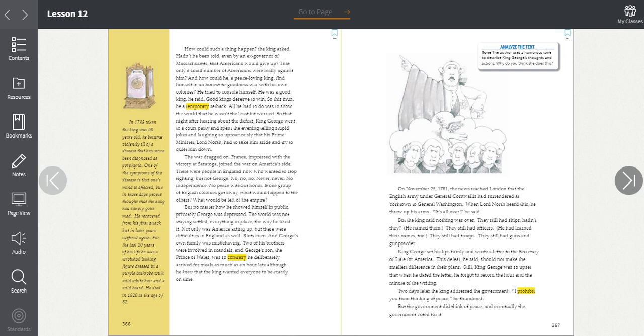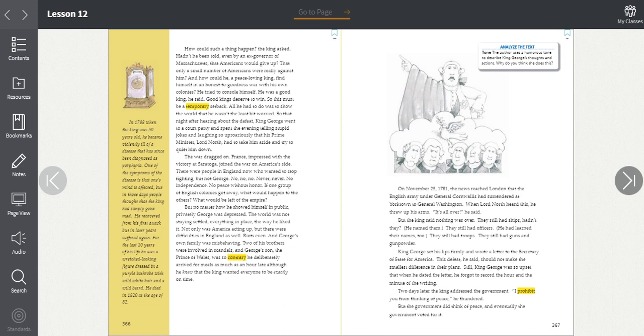France, impressed with the victory at Saratoga, joined the war on America's side. There were people in England now who wanted to stop fighting, but not George. No. Never. No independence. No peace without honor. If one group of English colonies got away, what would happen to the others? What would be left of the empire?